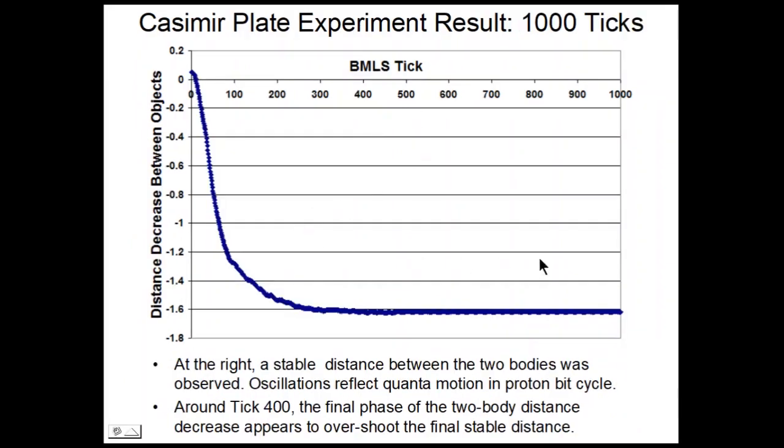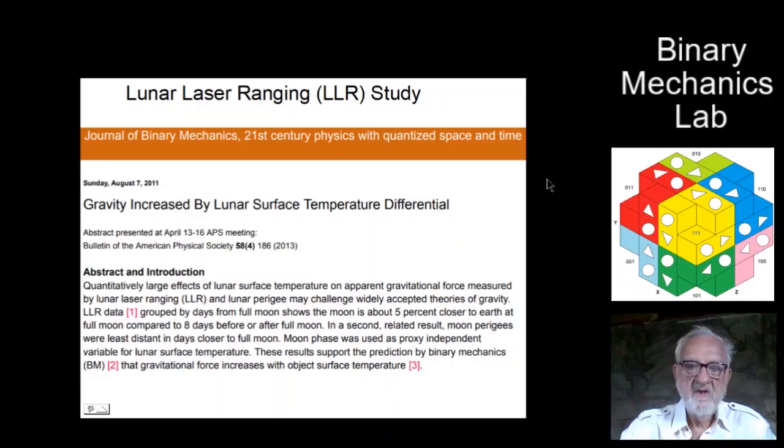Here we show the full 1,000 ticks. At the right, a stable distance between the two bodies was observed. Oscillations reflect quantum motion in proton bit cycle. Around tick 400, the final phase of the two-body distance decrease appears to overshoot the final stable distance here.